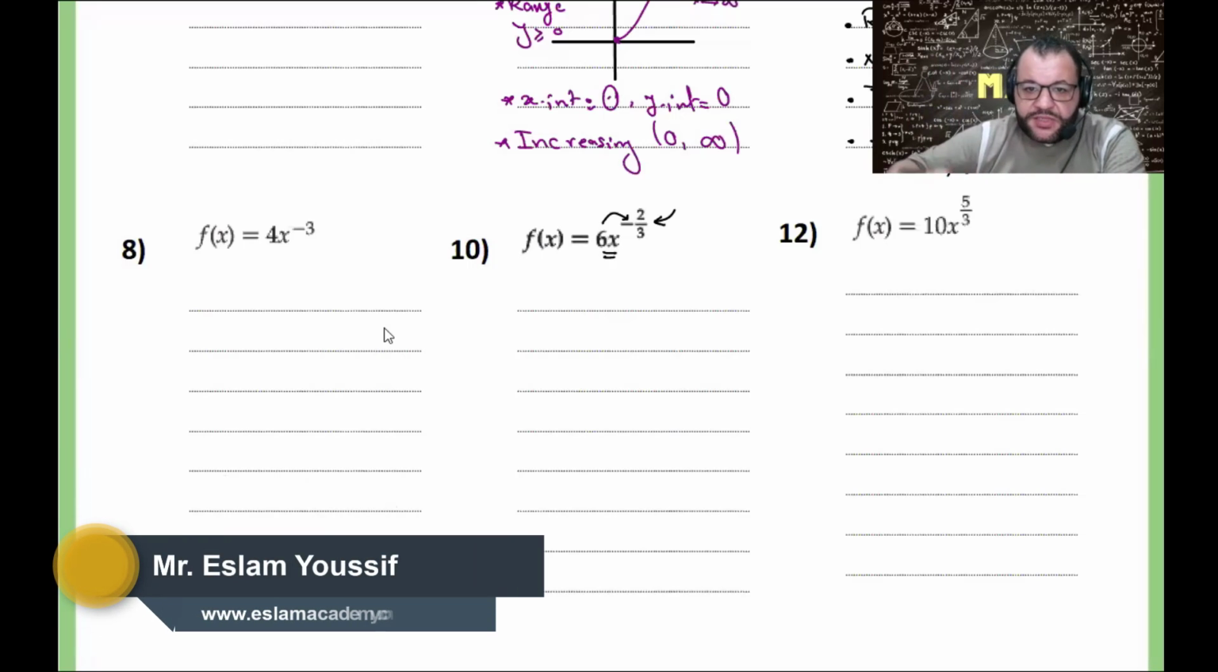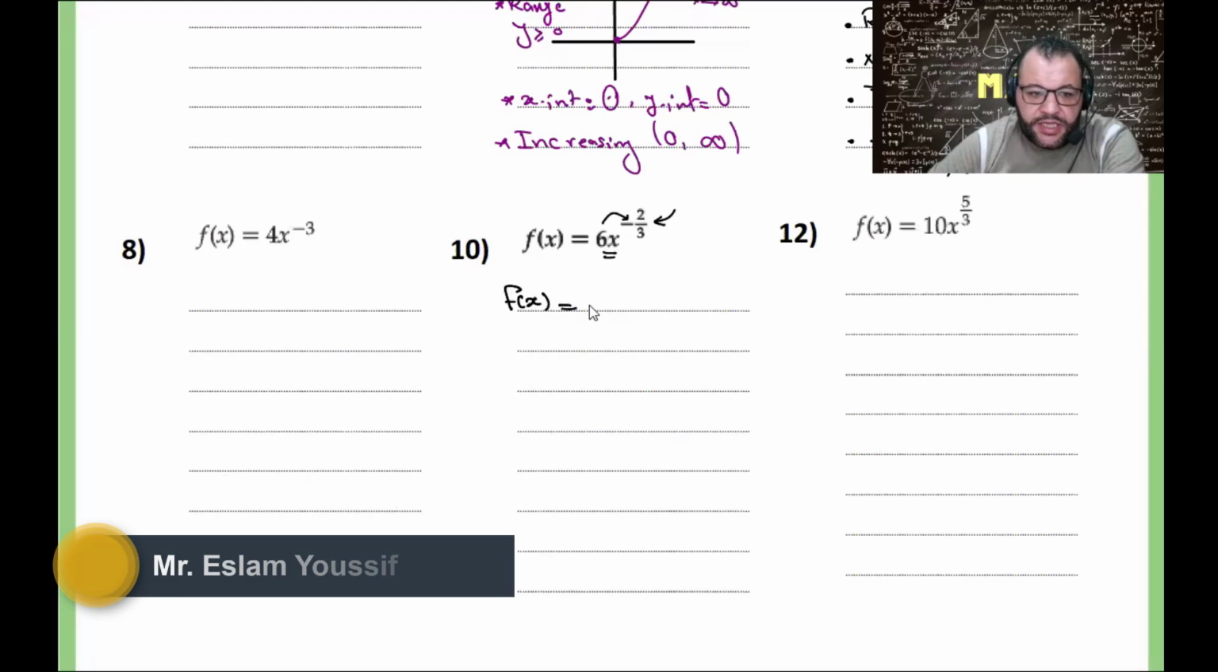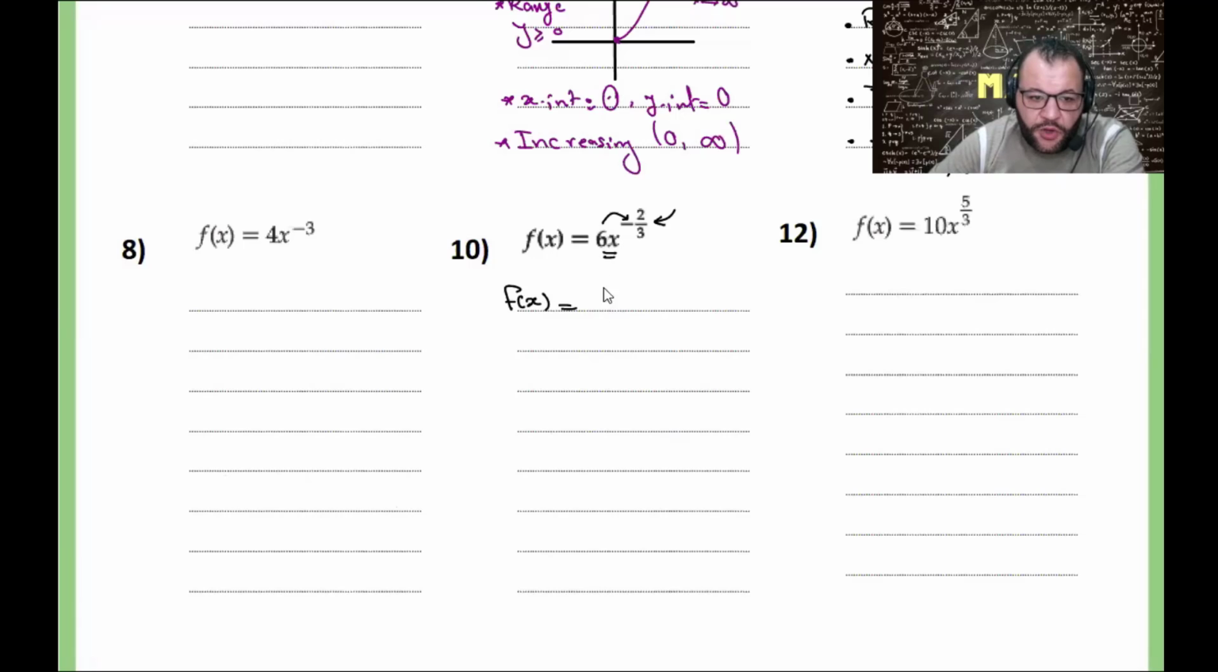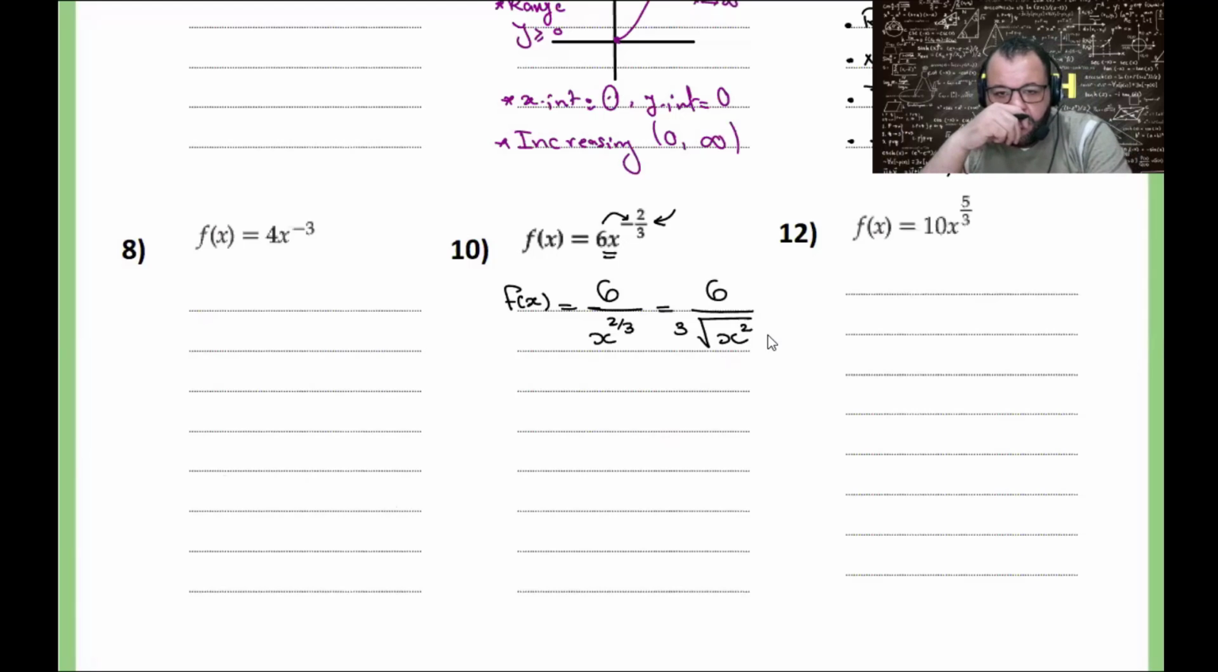Negative will find the reciprocal for the function. So the first one will be f of x equals 6 now with a positive power. Leave 6 without any change, over x to the power, leave 2/3. What is the meaning of a fractional power? Root. So write 6 without any change, then under the cubic root of x to the power 2. Any problem for this one?